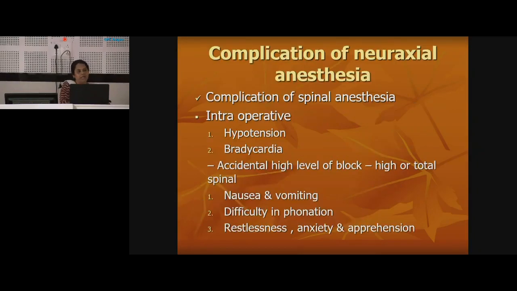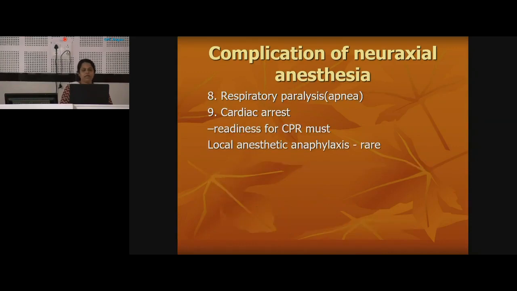Although spinal anesthesia is a very safe procedure, and the mortality or morbidity is very rare and very low, there are certain complications, especially intraoperatively. Intraoperatively, hypotension and bradycardia are very common, but can be managed if the doctors or anesthetists are vigilant. But you have to be vigilant wherever spinal anesthesia is given for hypotension and bradycardia. In case of high spinal or a total spinal: nausea, vomiting, difficulty in phonation, restlessness, anxiety, respiratory paralysis and cardiac arrest. Hence the readiness for CPR has to be there. And local anesthetic anaphylaxis is very, very rare.